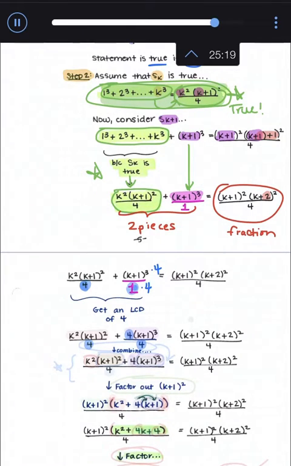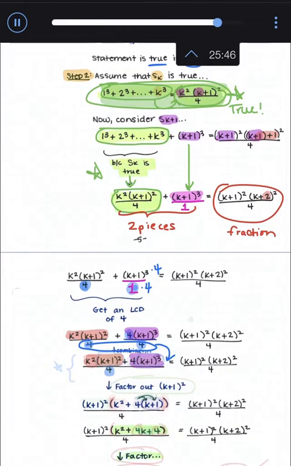Now that they match up, I've got a common denominator of 4. I can just add and subtract normally, so I'm just going to put them as one big fraction. The first fraction had the k squared times k plus 1 squared. That hasn't changed. And the second fraction had the, let's see, 4 times k plus 1 cubed. That's still there. It's just they're all under the same fraction and they're now all over 4.